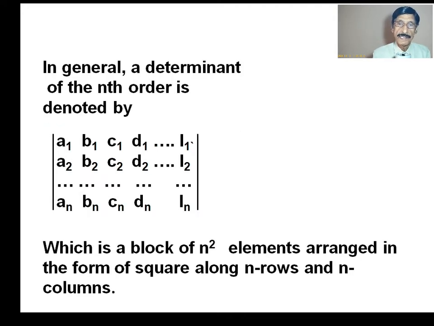In general, a determinant of the nth order is denoted as shown in the expression. It is a matrix of n rows and n columns. That means it is a block of n square elements arranged in the form of a square along n rows and n columns.